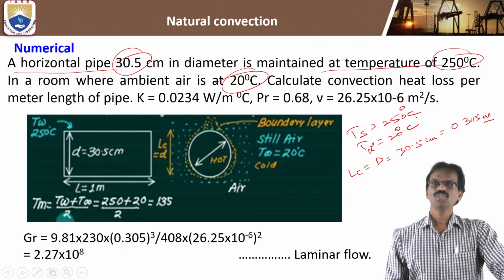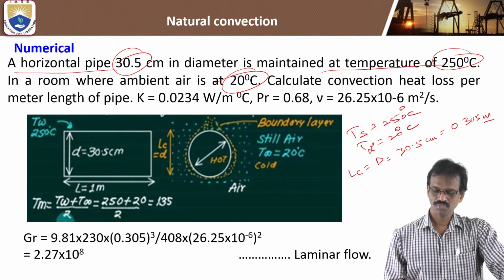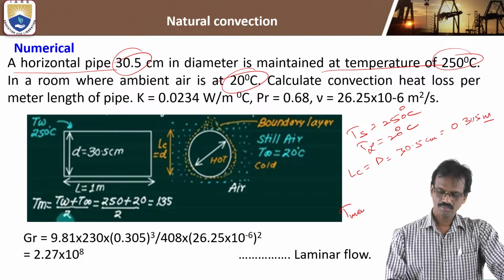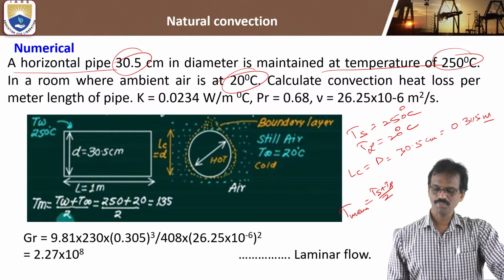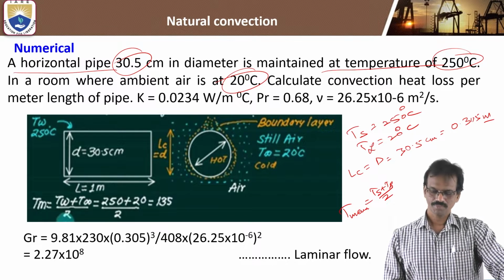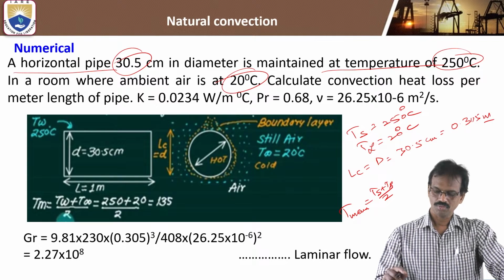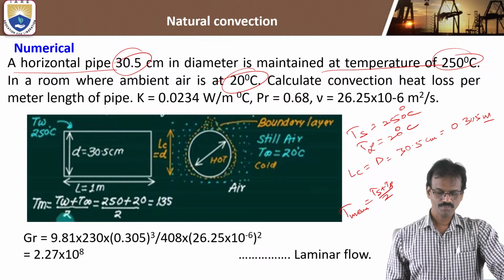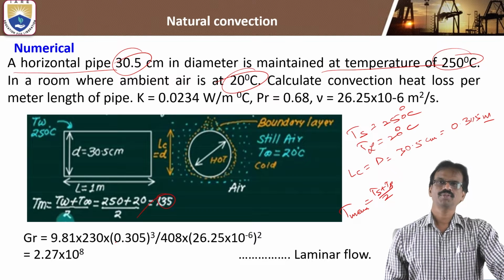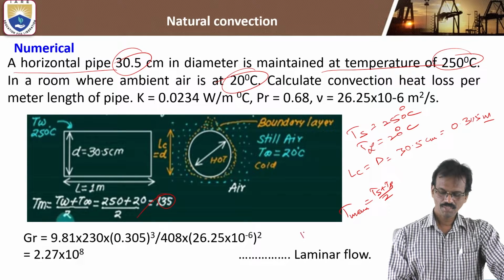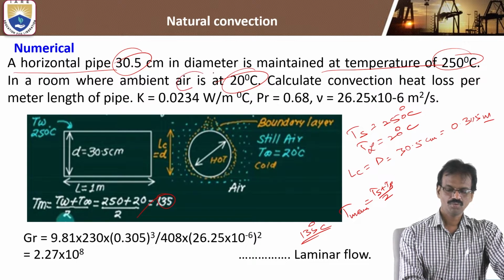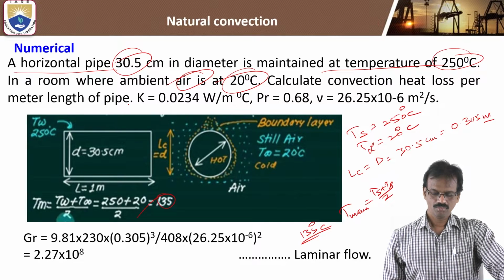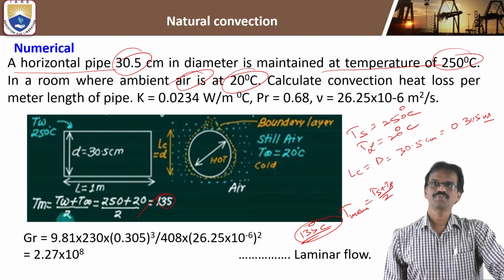If you know the two temperatures, you can find the T mean also. T mean is equal to Ts plus T infinity by 2. That is 250 plus 20, which is 270 by 2. It is 135 degrees Celsius. So at 135 degrees Celsius, the temperature of the air, you have to take the properties.